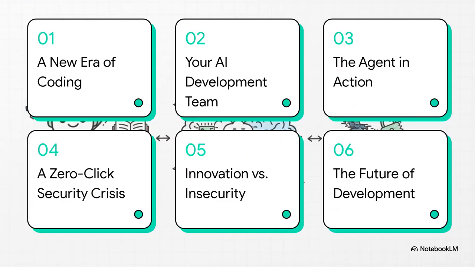All right, so here's what we're going to cover. We're going to look at both sides of this thing. We'll start with the cool stuff, this new era of coding and how anti-gravity gives you what feels like a whole AI development team. We'll actually see one of its agents in action. And then we're going to pivot to the scary part. A zero-click security crisis, the big debate it sparked, and what it all means for the future.